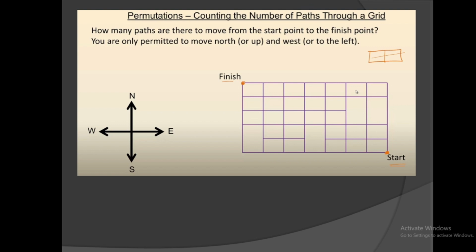Now it says that you are only permitted to move north, that is basically up. So you are allowed to move in the north direction and the west, that is to the left-hand side. Hence these are the only permissible movements. We cannot go to the right. Suppose we are over here, we cannot go like this. And suppose we are over here, we cannot go down also. So these movements are not permitted in the question.